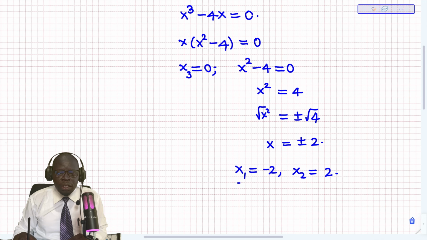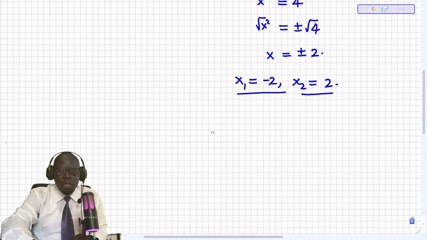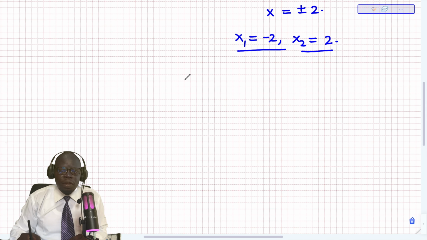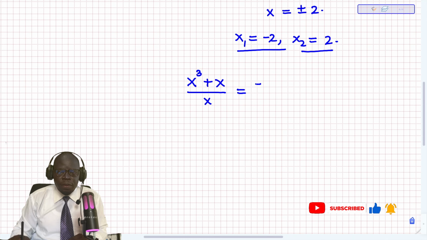Now, these are the solutions that we have gotten, and before we proceed, we first need to check whether these three solutions are all valid. And how do you check that? Take any one of them, or take all of them, and insert them into the equation, then you see whether it will give you a valid solution. So if this is our expression, x cubed plus x, over x, equated to 5.